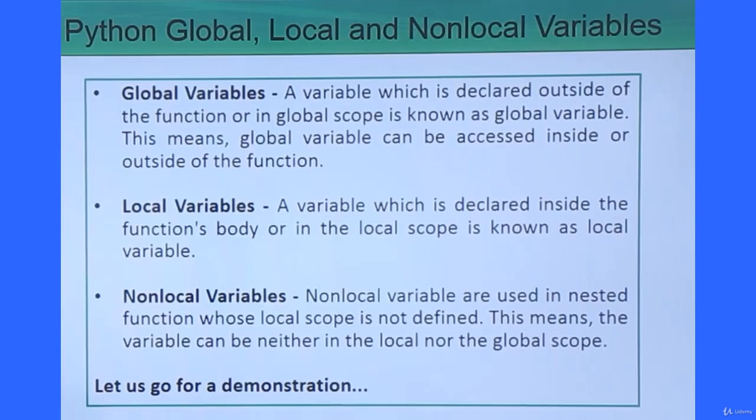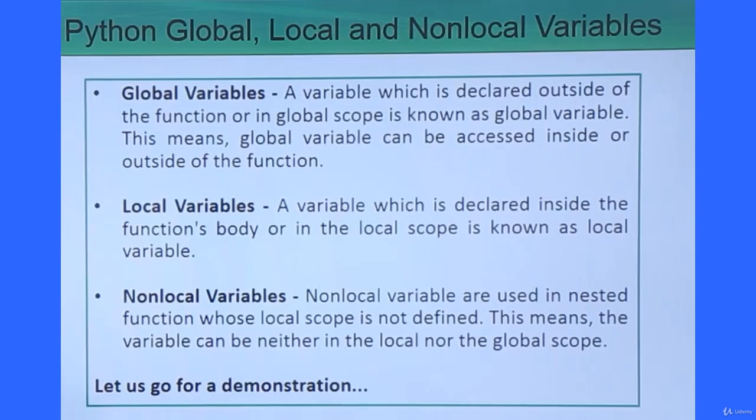So in case of a global variable, the variable will be defined outside of the function in the global scope. In case of local variables, the variable will be defined within the function or in the local scope. What about non-local variables? Non-local variables are used in nested functions whose local scope is not defined. So that means within the nested function we are using one variable which is not locally defined within the function itself. This means that the variable can be neither in the local nor in the global scope. So those variables will be known as non-local variables.